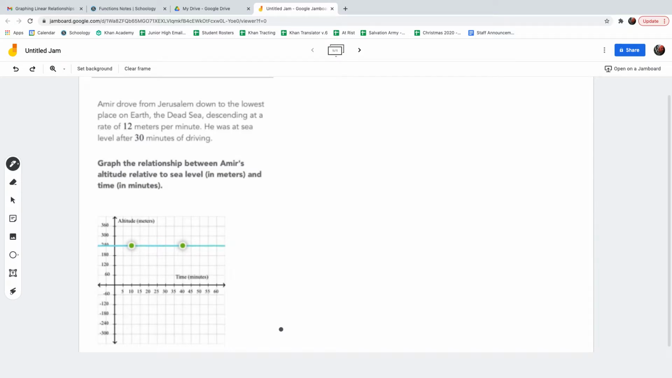He drove from Jerusalem down to the lowest place on earth, the Dead Sea, descending at a rate of 12 meters per minute. He was at sea level after 30 minutes of driving. Graph the relationship between a mirror's altitude relative to sea level and time.